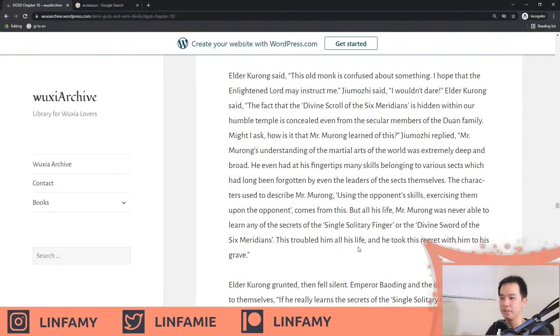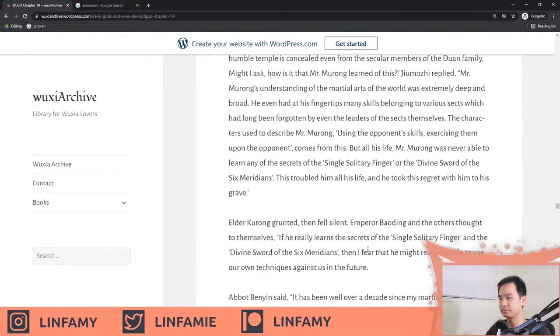Jiumotsu replied, "Mr. Murong's understanding of the martial arts of the world was extremely deep and broad. He even had at his fingertips many skills belonging to various sects which had long been forgotten by even the leaders of the sects themselves. The characters used to describe Mr. Murong, using the opponent's skill, exercising them upon the opponent, comes from this. But all his life, Mr. Murong was never able to learn any of the secrets of the Yi Yang finger, or the divine sword of the 6 meridians. This troubled him all his life, and he took this regret with him to his grave."